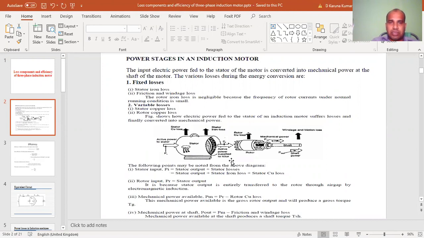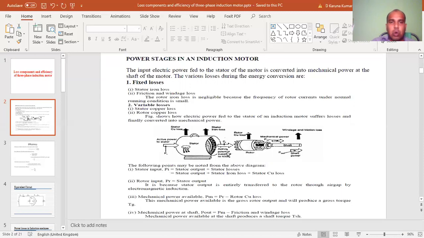Now here this is an AC induction motor. This is the power stage of an AC induction motor. First of all, the input is AC power. The stator input equals stator output plus stator losses. The stator losses are stator iron losses and stator copper losses. Now, the second one is the rotor input.